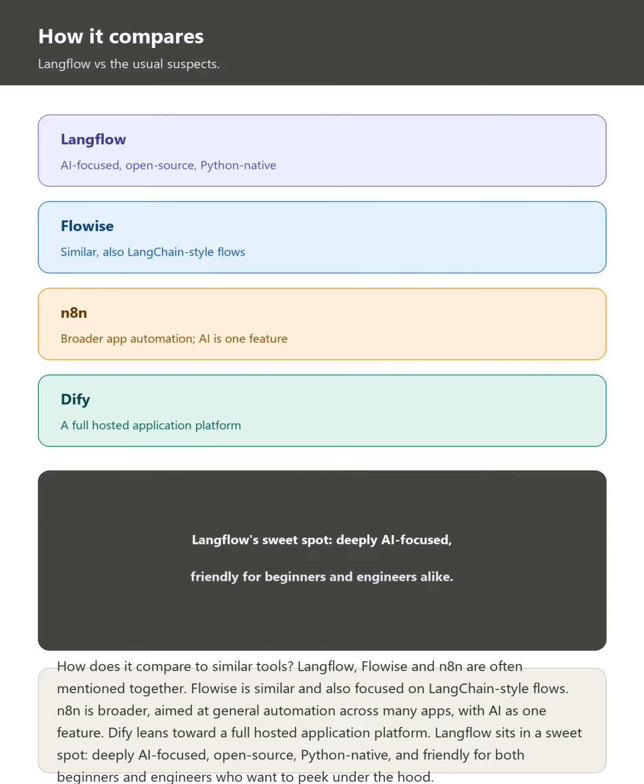How does it compare to similar tools? Langflow, Flowise, and N8N are often mentioned together. Flowise is similar and also focused on LangChain style flows. N8N is broader, aimed at general automation across many apps, with AI as one feature. Dify leans toward a full hosted application platform. Langflow sits in a sweet spot, deeply AI focused, open source, Python native, and friendly for both beginners and engineers who want to peek under the hood.